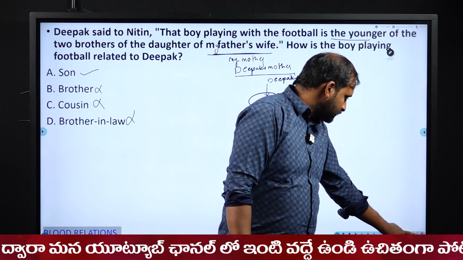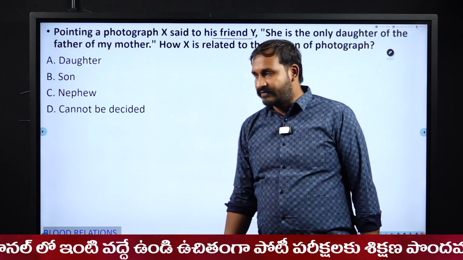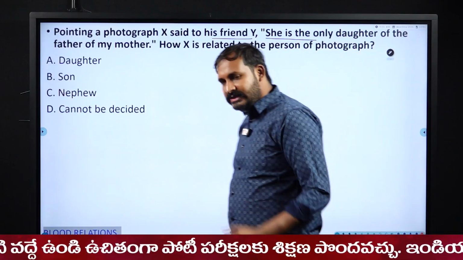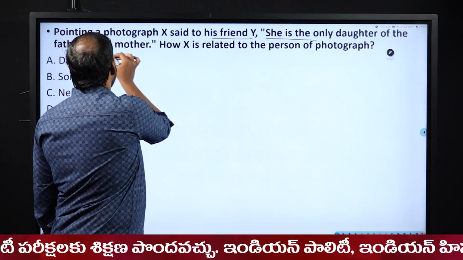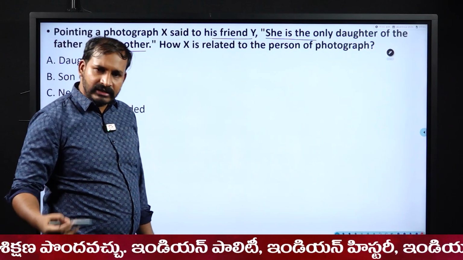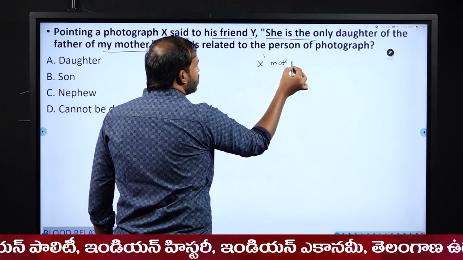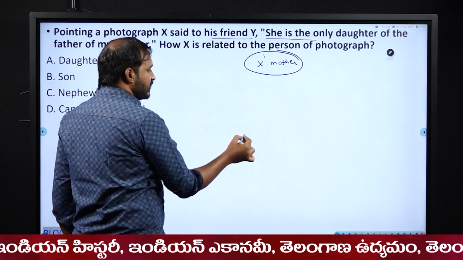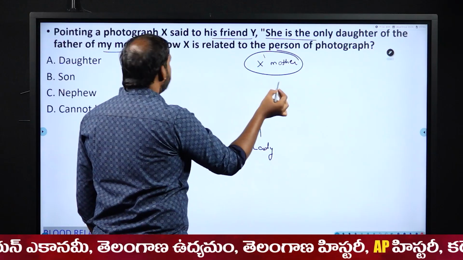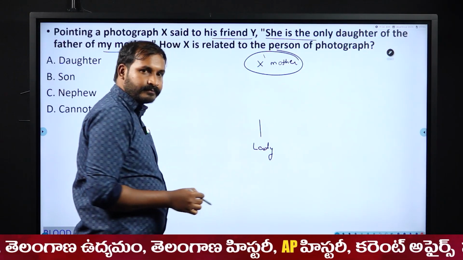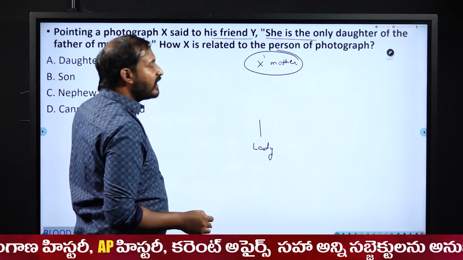Okay, right? Next one. Pointing to a photograph, X said to his friend Y. She is the, that means X is pointing out a female person. She is the only daughter of the father of my mother. My mother means what? X's mother only. So at last it stopped at X's mother. Okay. Now we will come to the first case. That lady is the only daughter of the father of my mother.